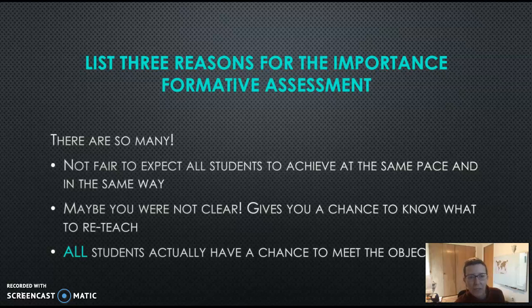It helps us as teachers to understand how well we've taught as well. So the second thing that's important to me is that maybe I wasn't clear in the way I was instructing, and it gives me a chance to know how to reteach. And finally and critically, if you formatively assess, then you know where each student is in relation to your goals, and all students then actually have a chance to meet the objectives because you can help them get there, because you know where they're at in their process.